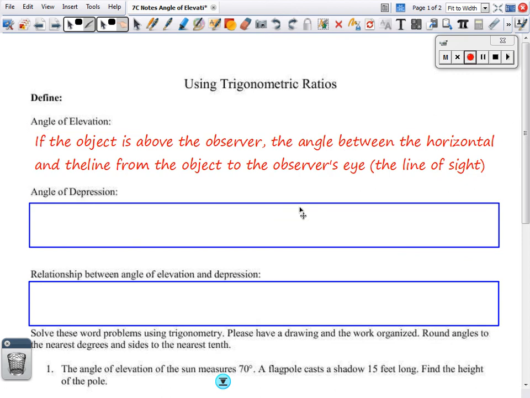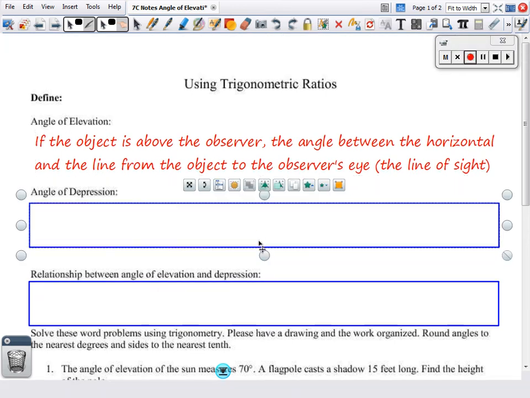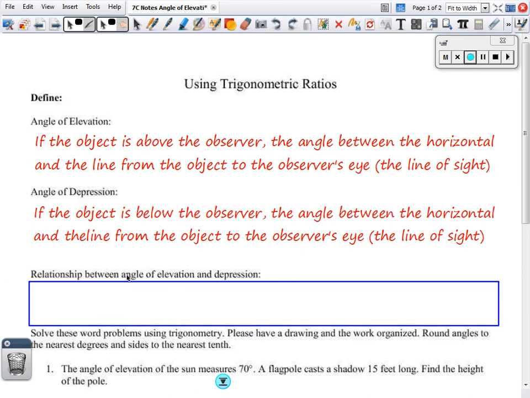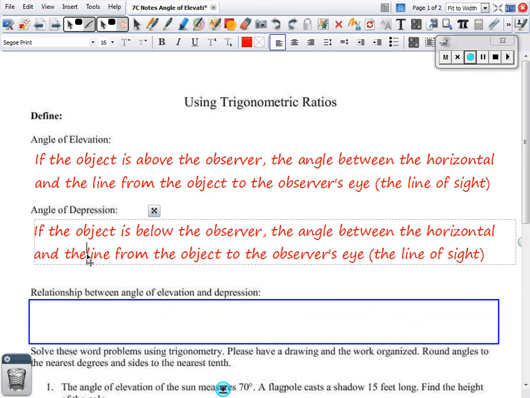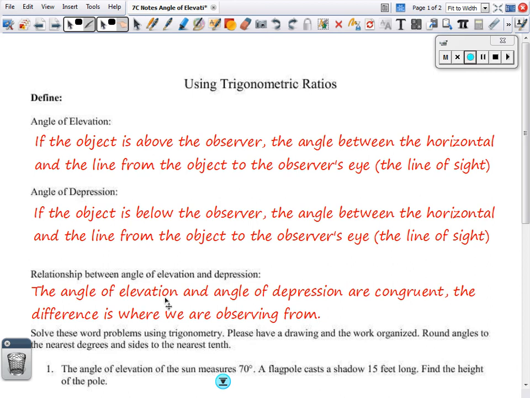The angle of elevation: if the object is above the observer, the angle between the horizontal line and the line from the object to the observer's eye, that's the angle of elevation. The angle of depression is if the object is below the observer. If the object is below the observer, the angle between the horizontal and the line from the object to the observer's eye, also known as the line of sight, that's the angle of depression. The relationship between the two is that the angle of elevation and the angle of depression are congruent.